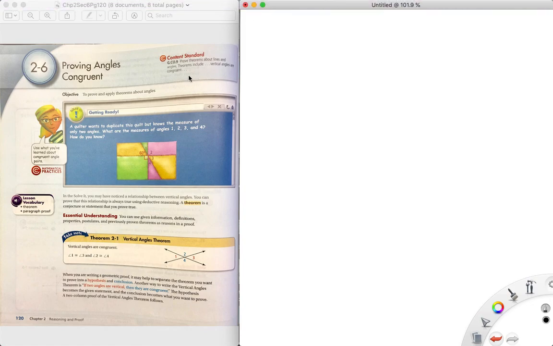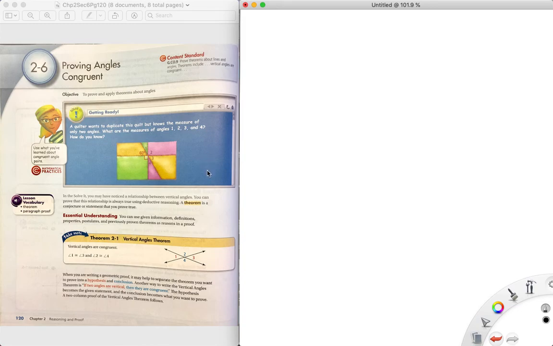Alright, this is chapter 2, section 6. Proving angles congruent. We have now done a couple of proofs, algebraic proofs and so forth. We are diving in headfirst into proofs now. This section will throw a lot of theorems at you, and there are going to be a lot of proofs associated with this section, so you have been warned.